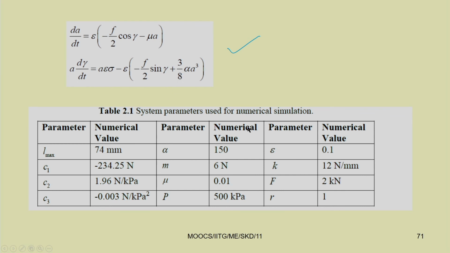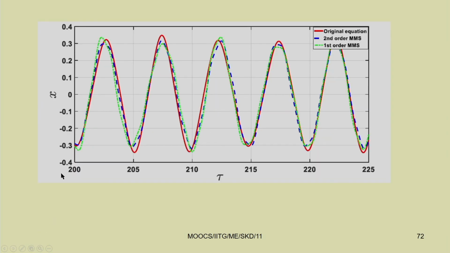So, these are the numerical parameters. Actually, this work has been done by my PhD student Mr. Bhavan Kalida. If you take these numerical values, you can plot the original equation by solving the original differential equation, then second order MMS and first order MMS, and you can see the second order MMS is giving slightly closer result to that of the numerical solution you have obtained.